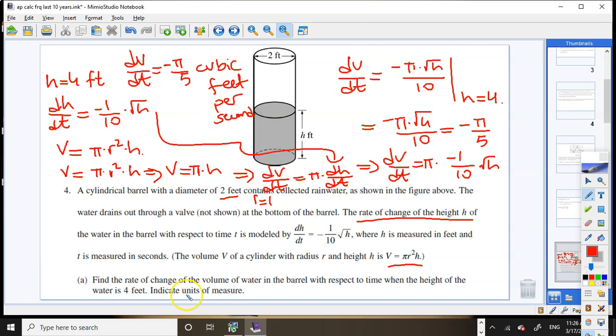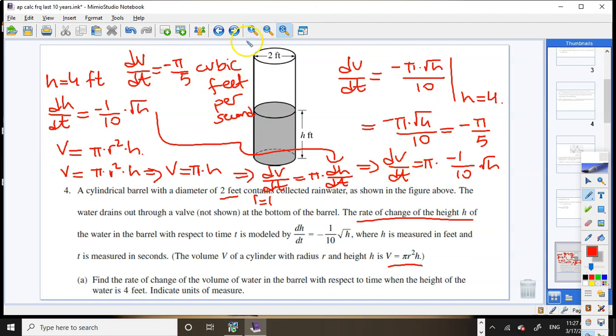Okay, so in part A we used the volume formula, pi times radius squared times h. Since we know the radius is 1, I plugged it in and got that the volume is equal to pi times h. Then I took the derivative of both sides with respect to time implicitly, and then I substituted dH/dt. Then we evaluated this expression when the height is equal to 4, and we ended up with dV/dt equal to -pi/5, and my rate is in cubic feet per second.